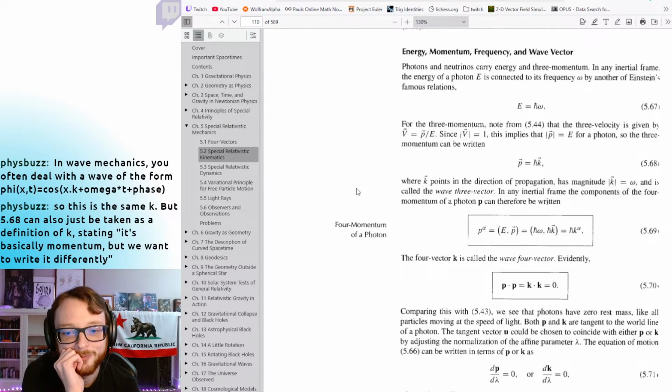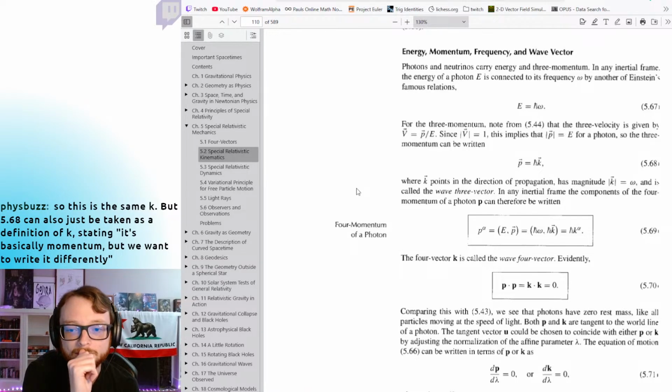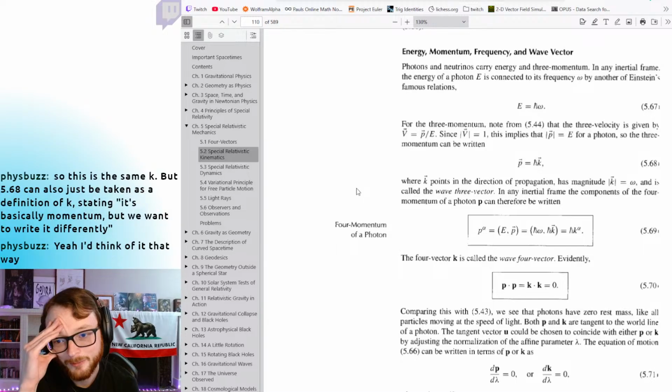Oh, it's just momentum with an h bar factored out. It sounds like that's what FizzBuzz is saying. I never tried to, though. I was able to at least figure out the math of this at the time, but now it's hard. Are we getting from 5.67 to 5.68?